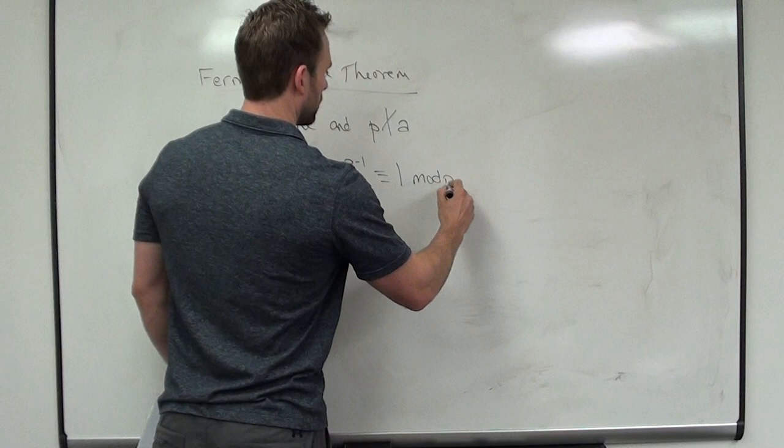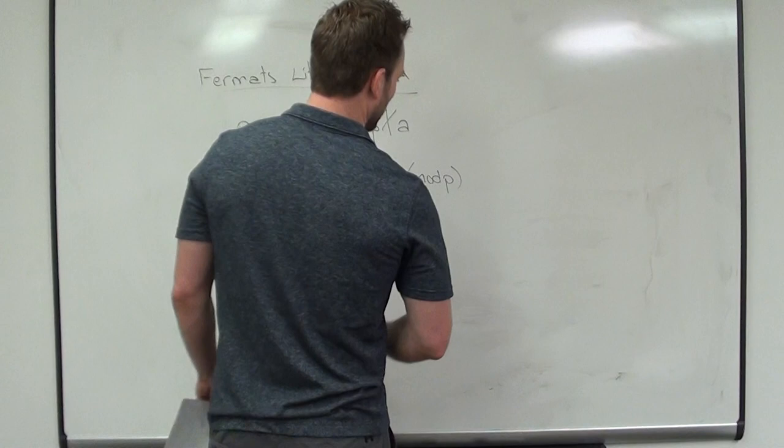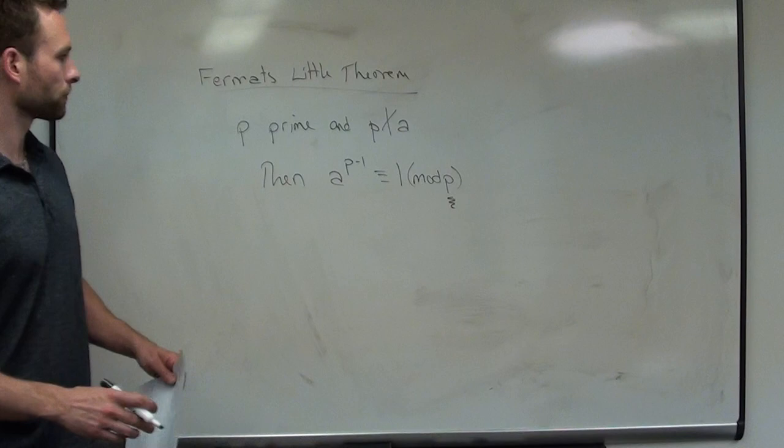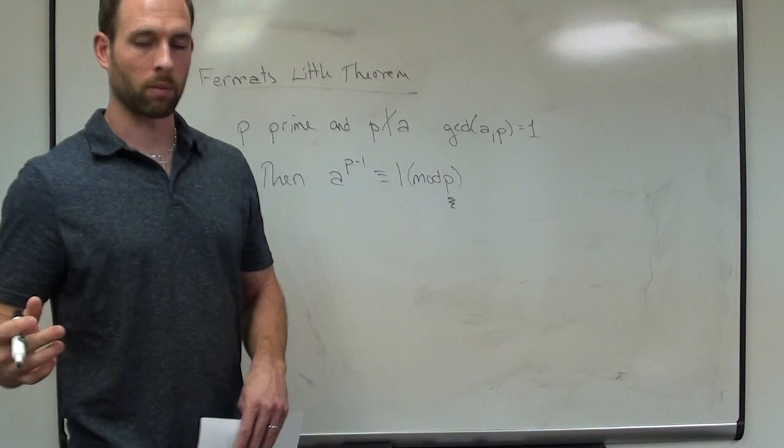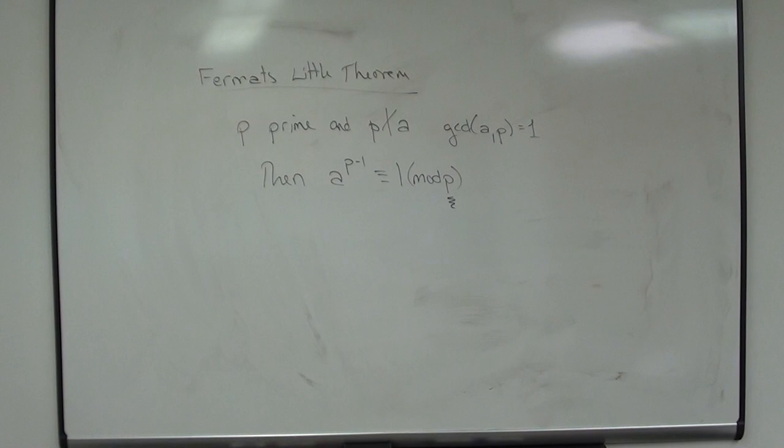And so the thing we're going to be looking at this time is, do we need to have mod P there? The relationship between P not dividing A again means that the GCD of A and P is equal to 1. Keep that in mind. That's going to play a role here in a little bit, when we talk about what we're looking for.